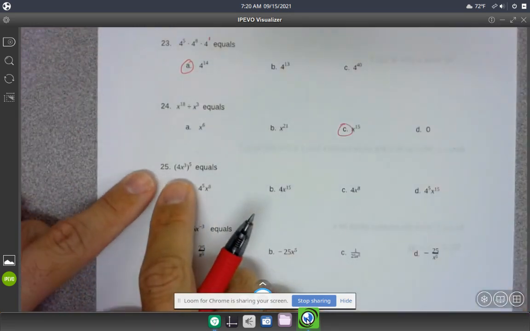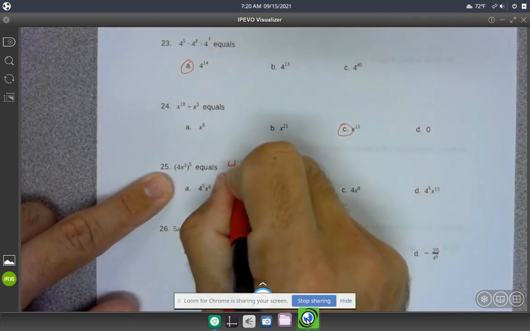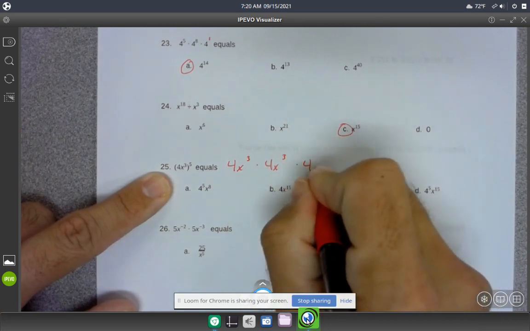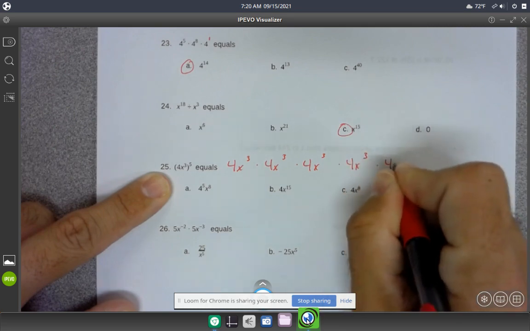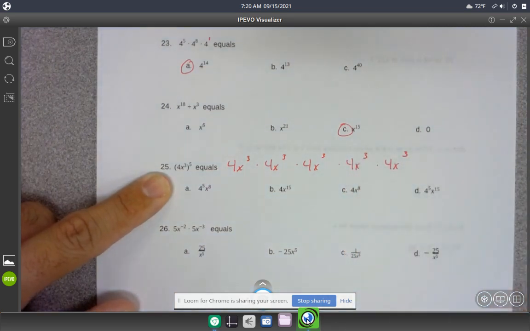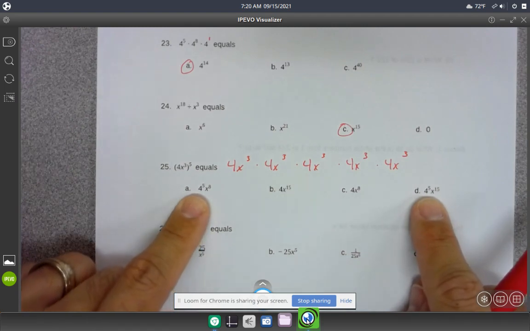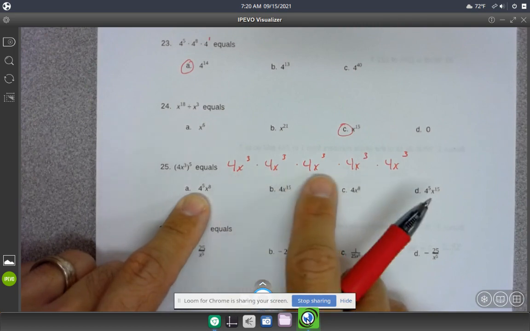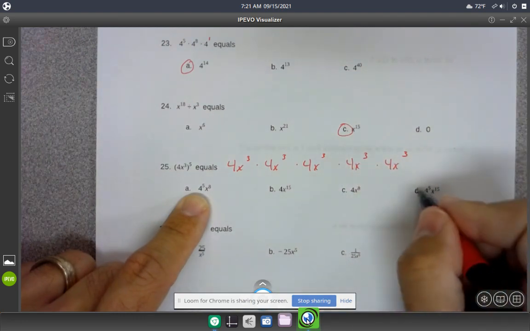All right, 25, a couple of ways to think of it. The first way to think of it is like this. 4x to the third multiplied by itself 5 times. Since I have 1, 2, 3, 4, 5 4's, the answer is going to be one of these two, where it's 4 to the fifth power. And then to figure out the x's, x to the third, you'll end up adding 3 plus 3 plus 3 plus 3 plus 3. So that's going to give us 15.